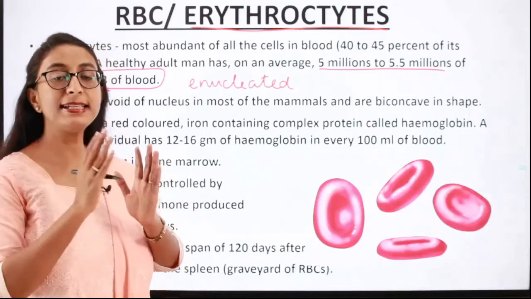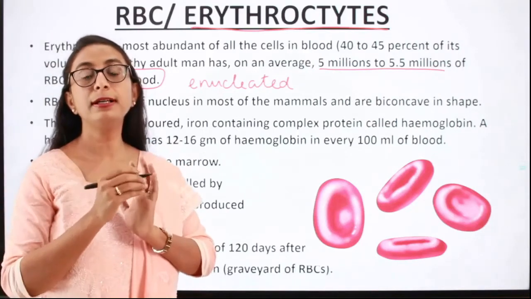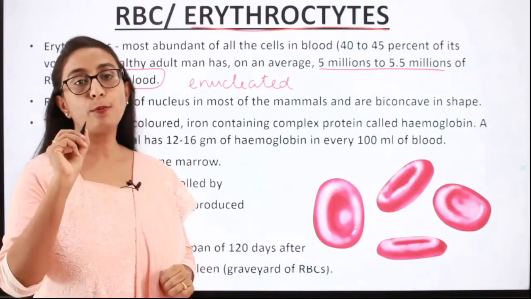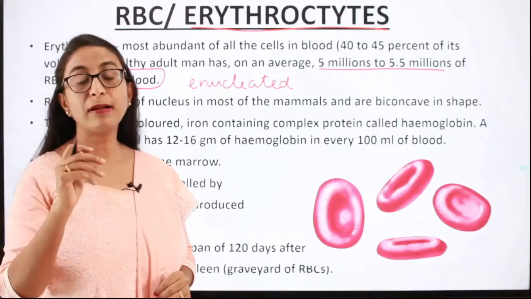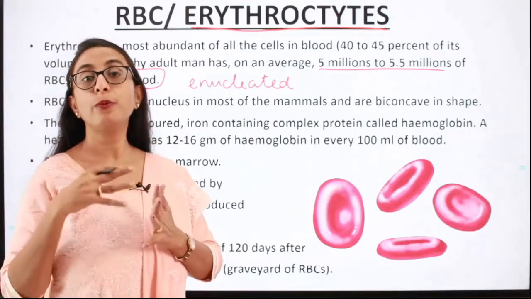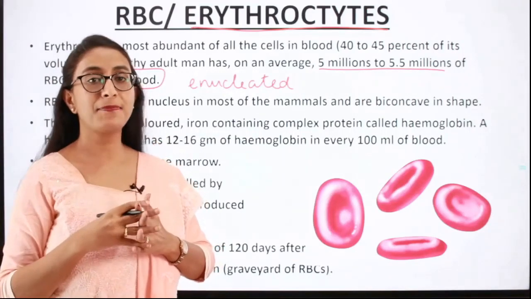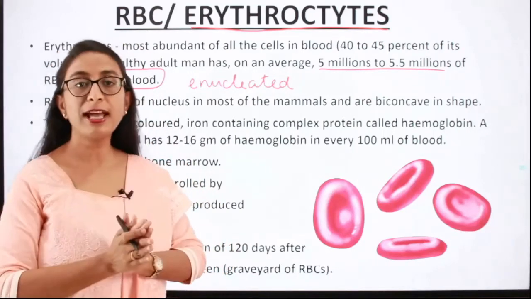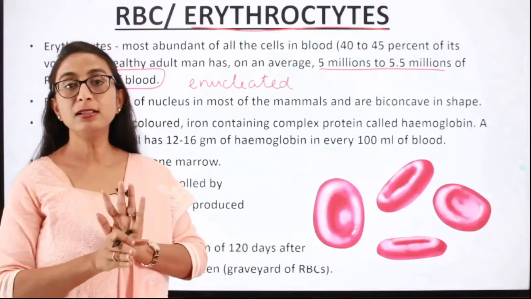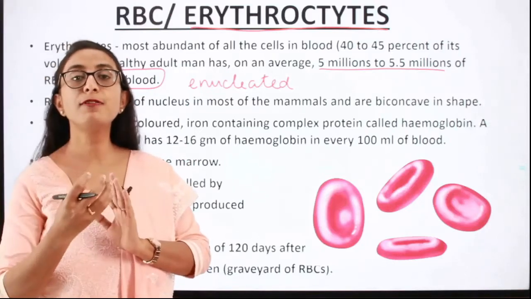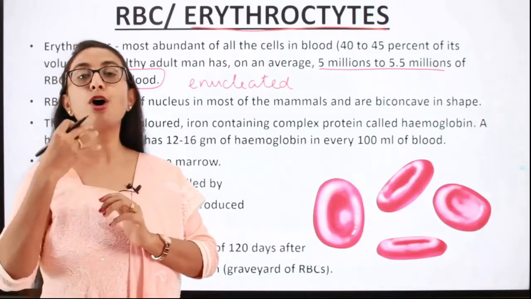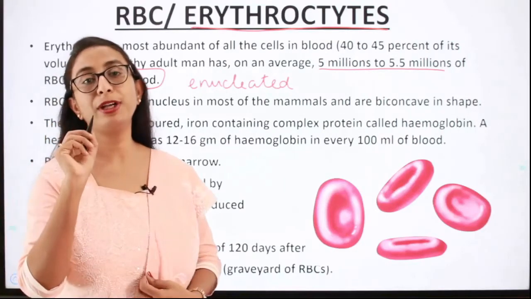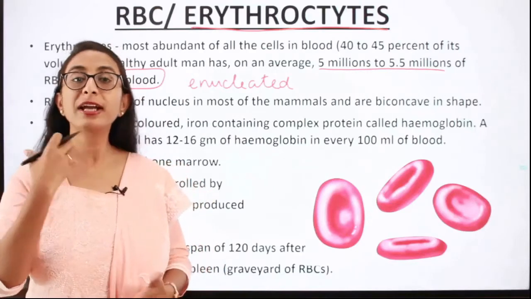So RBCs are devoid of a nucleus. However, they have a protein which contains an iron component called heme, and it is this heme component which gives the red color to blood. Got it? RBCs do not have a nucleus, but they have hemoglobin, which is responsible for carrying oxygen and gives the blood its oxygen carrying capacity. The important iron component in it is what gives the red color to RBCs.